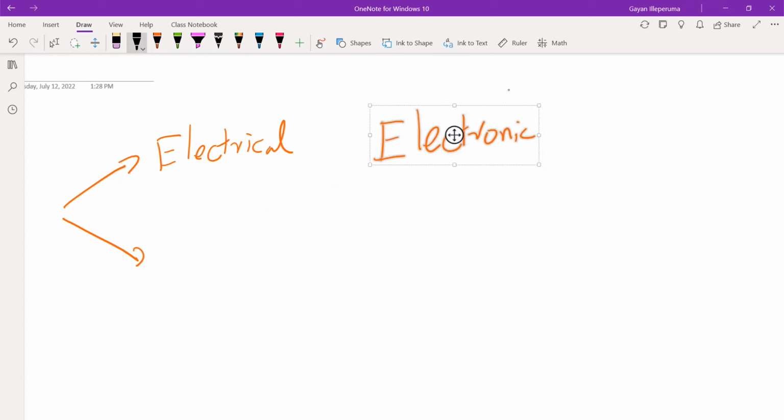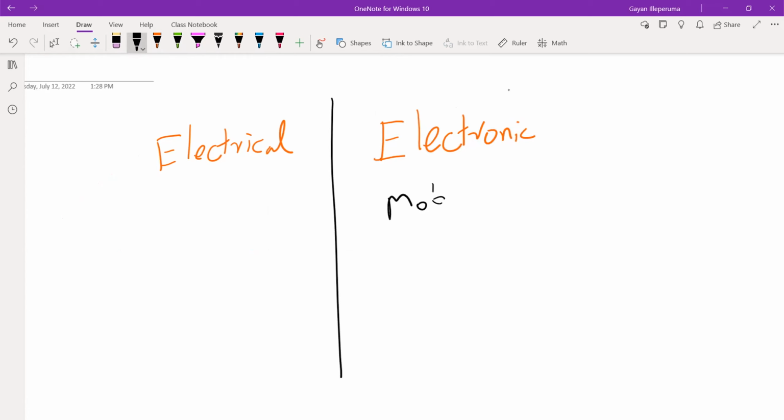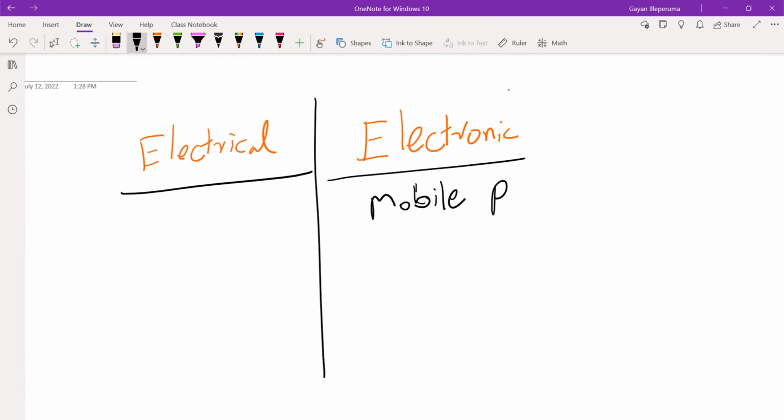Put it like this. So mobile phone is electronic. Okay. Everyone agrees? Are there any disagreements? It can be in between also. In between? Yeah. Okay, it's somewhere in here as well.